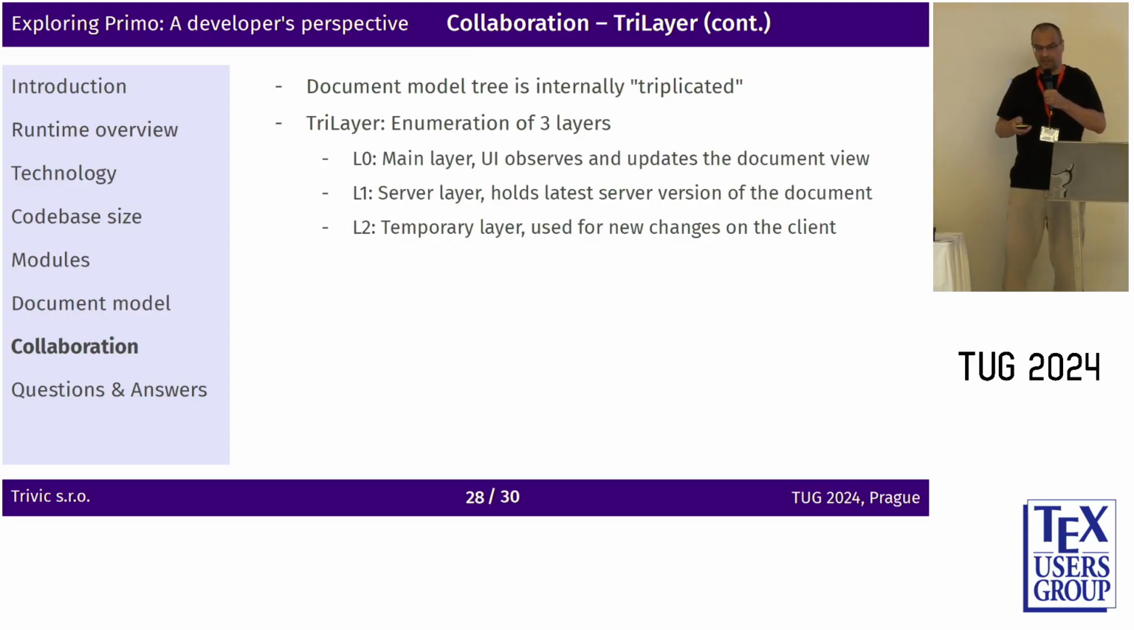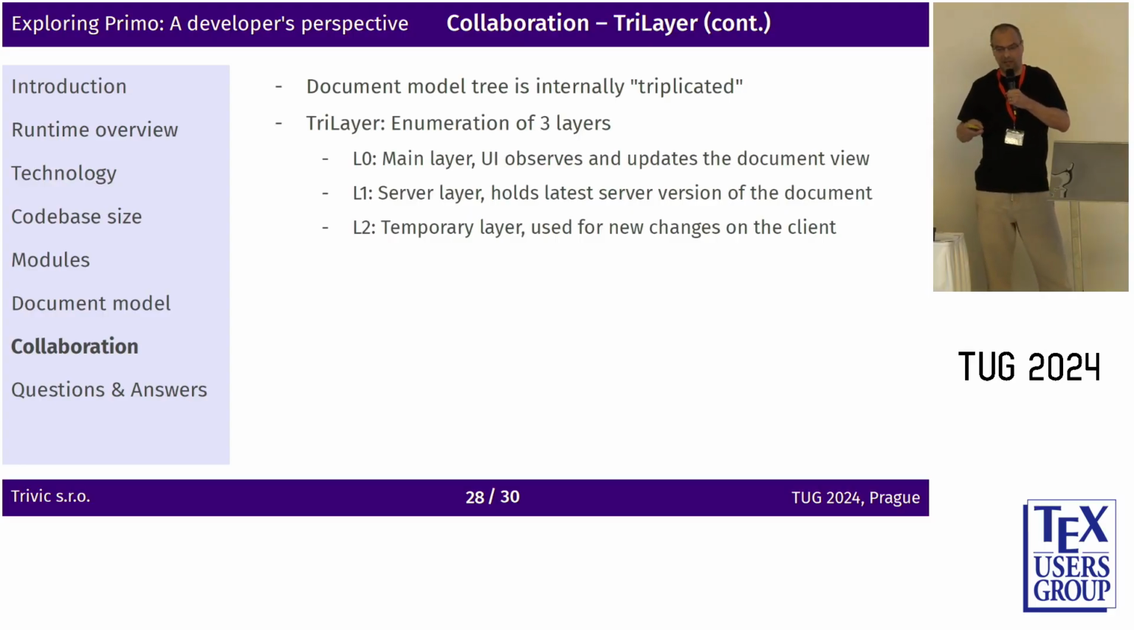What we can do with these layers is that we can very quickly transfer one layer to another layer. So for example, I can say now transfer from layer 1 to layer 0, and quickly the document model will be completely changed in layer 0 to layer 1, and the UI observers will fire and update the view.